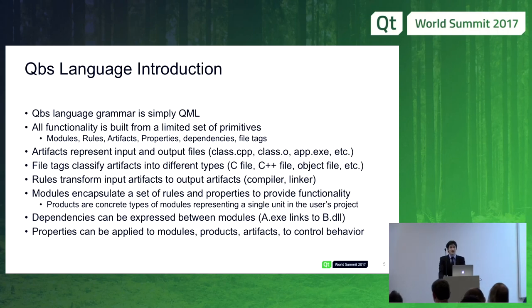Now, modules encapsulate a set of rules and input files to operate on. There's two kinds of modules in cubes, a regular module, which typically provides supporting infrastructure for a particular toolchain, operating system, or programming language, and product modules, which specify a concrete item that you want to create as part of your project. For example, an application, a library, or an MSI EXE installer. You can introduce dependencies between modules using the depends item. For example, in order to build C++ source code, you would express a dependency on the CPP module, which activates all of the rules and properties necessary for compiling C++ source files into object files, linking object files into applications or shared libraries.